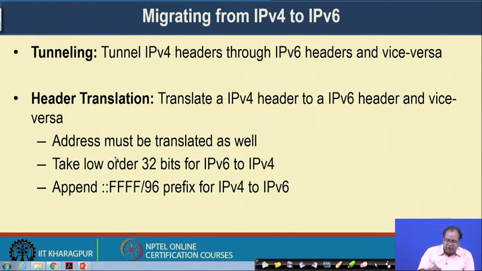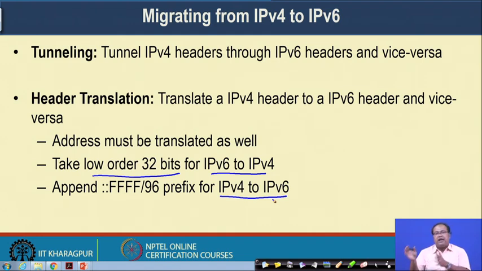So, if you want to convert from IPv6 to IPv4, then you take the low order 32 bits to make the corresponding IPv4 address. If you want to convert from IPv4 to IPv6, you have 32 bits and you require an additional 96 bits. You put all these 96 bits as initial zeros and then all ones for the last hex part.